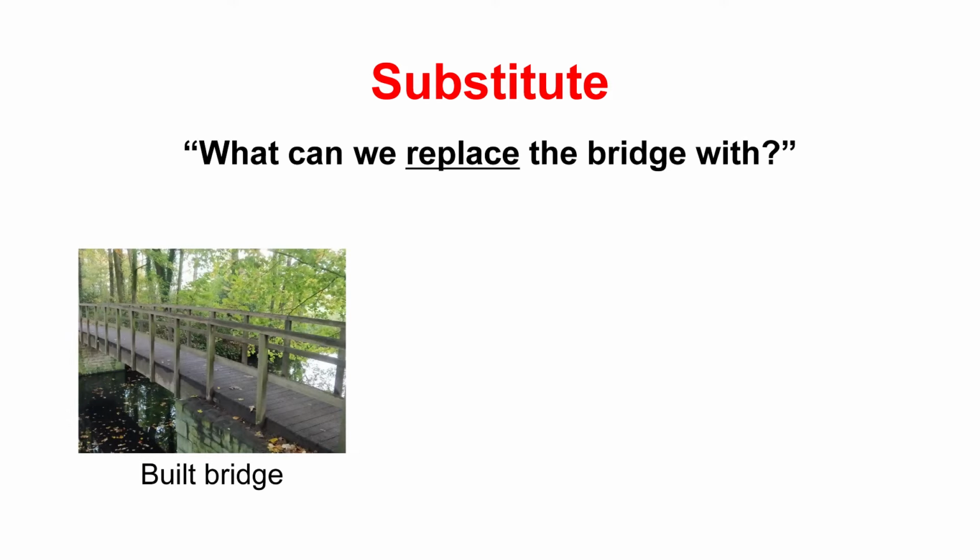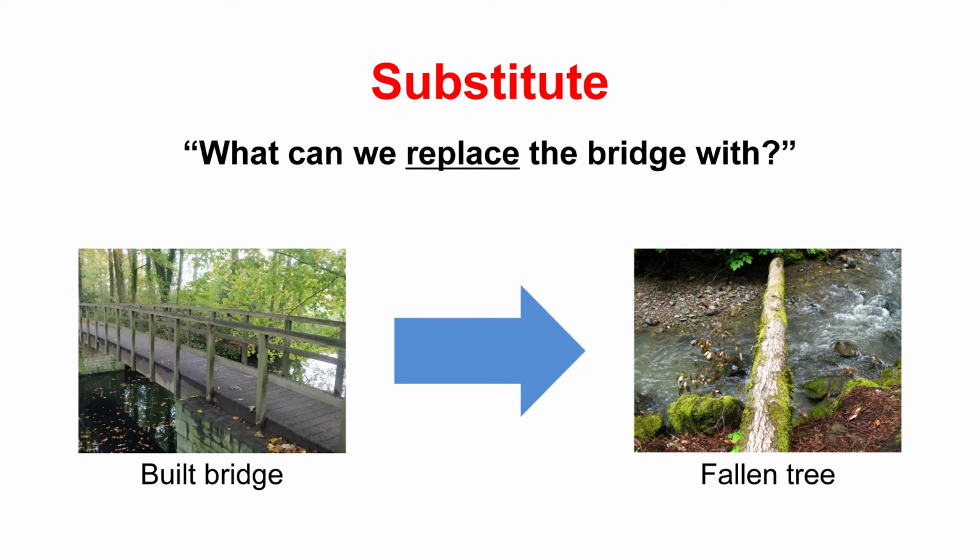Another example of using substitute on the wooden bridge solution would be asking yourselves, what can we replace the bridge with in order to cross the stream? For this question, we could replace the bridge with a fallen tree instead in order to cross the stream. By thinking about the wooden bridge solution with the idea of substituting parts of it, we were able to generate two new solutions to crossing the stream.